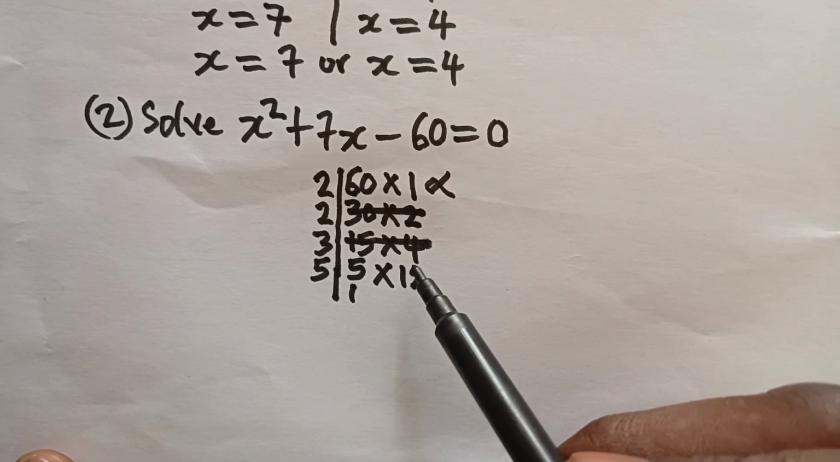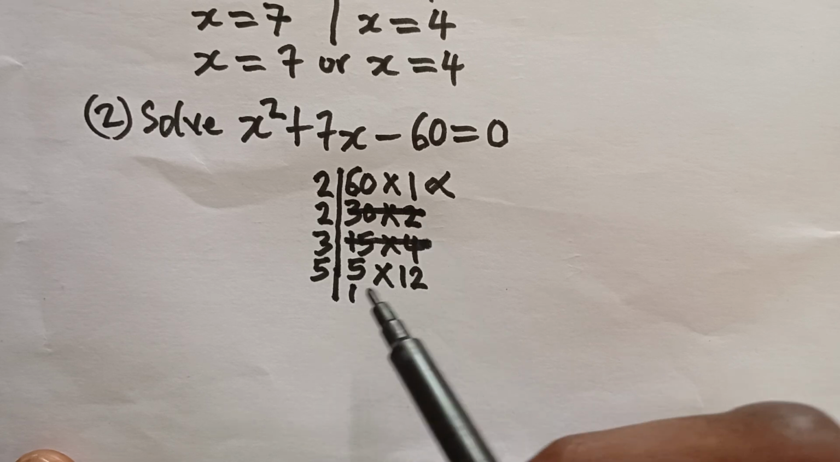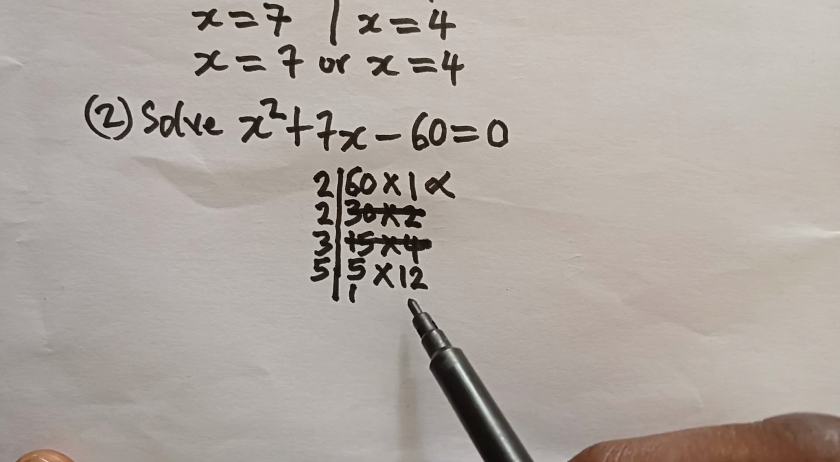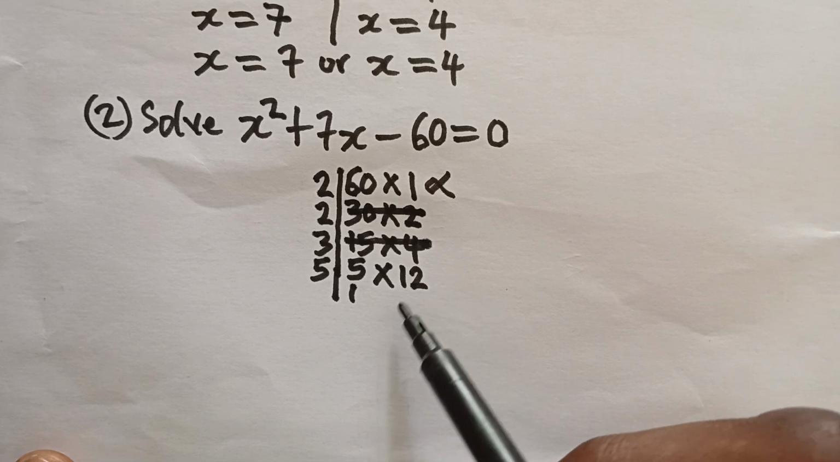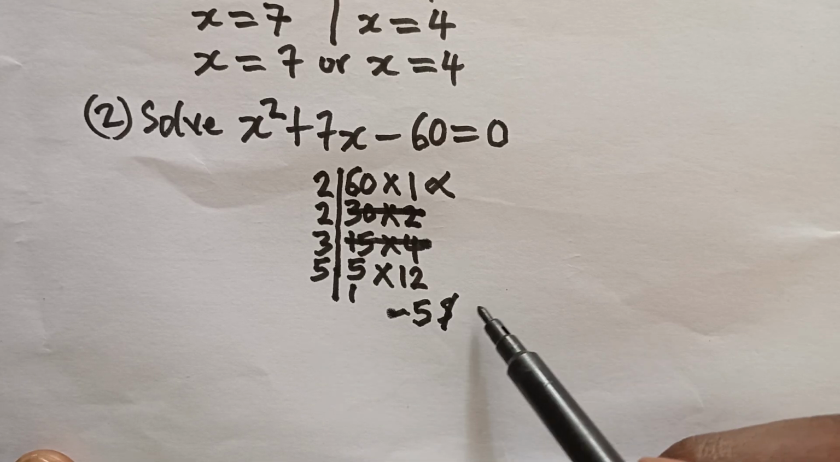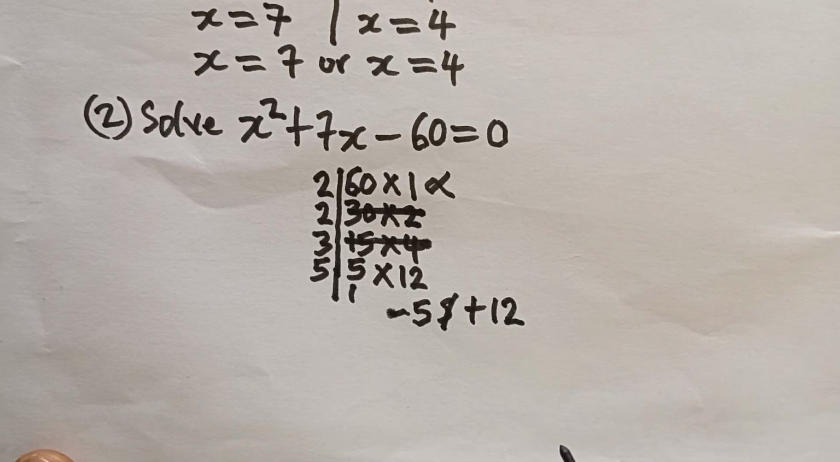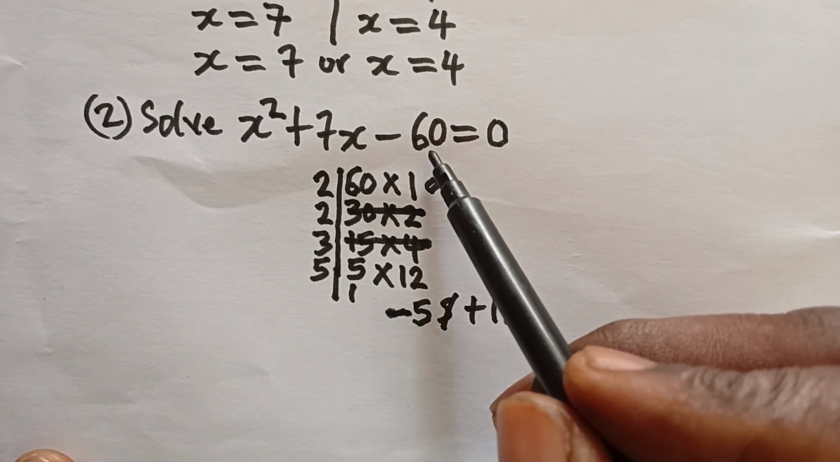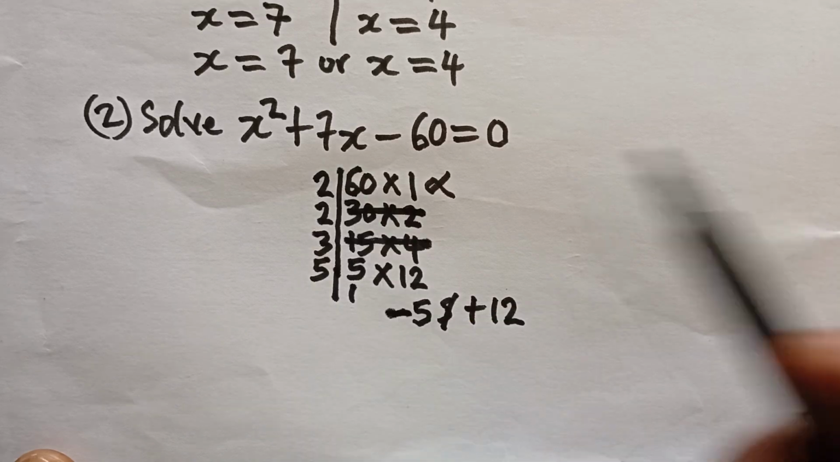Yes, it is possible. It's just that we need to assign the right signs to the right numbers. So for us to get 7 from 5 and 12, one of them has to be a positive value and one has to be a negative value. So it's going to be minus 5 and plus 12. If we check these two numbers, negative 5 multiplied by positive 12 will give us negative 60. And then negative 5 added to positive 12 will give us positive 7.